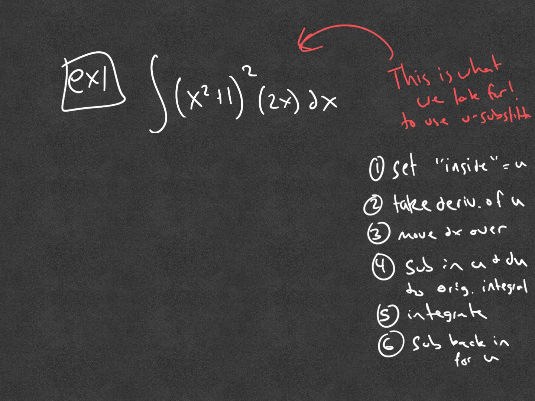But here's what we're looking for. What I notice is I've got this stuff squared times 2x. If I look at that stuff inside, x squared plus 1, what's its derivative? It's 2x. And hey, I recognize that out there. So when you get to this situation, what we do is we set the inside equal to u. We do some side notes here. We say u equals x squared plus 1. And then I'm going to take the derivative of it. du dx equals 2x.